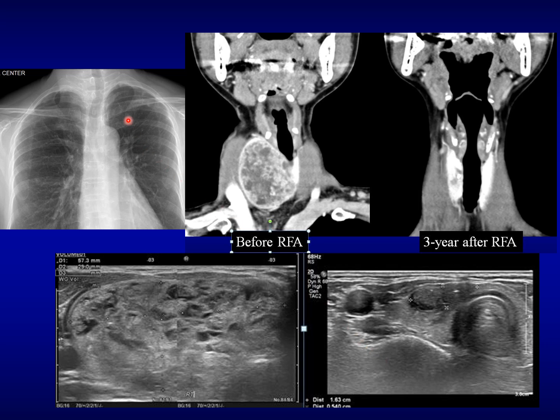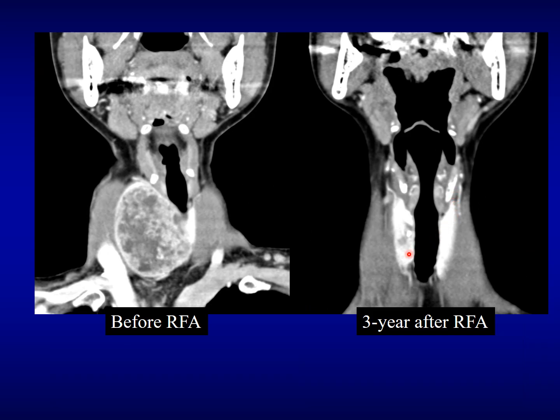This image shows a huge thyroid nodule. The trachea is deviated to the left side. After radiofrequency ablation, the very large nodule initially treated decreased markedly like this. Before and 3 years after RF ablation.